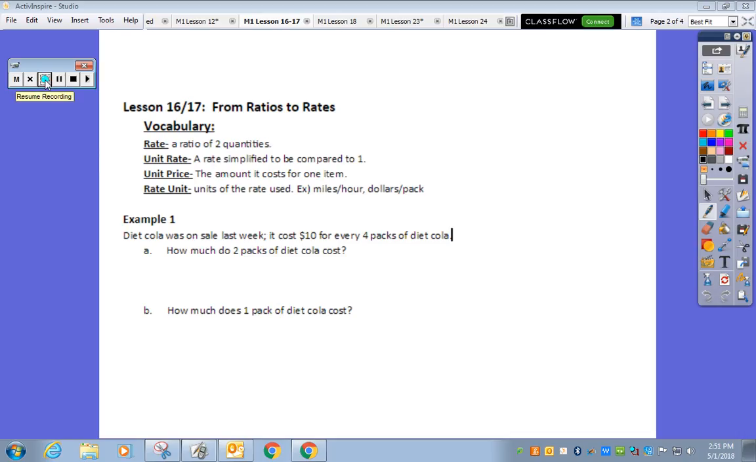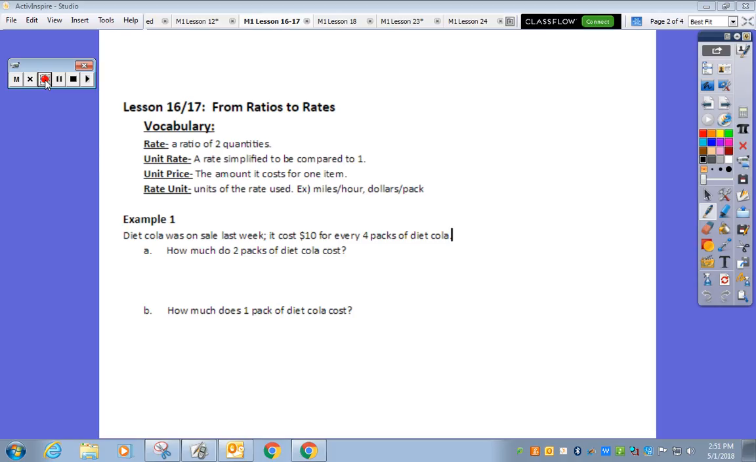In lesson 16-17, we're going to be going from ratios to rates. So some vocabulary we're going to be talking about has to do with rate. A rate is a ratio of two quantities. What makes this different from a ratio is that in ratios we can compare any two numbers.